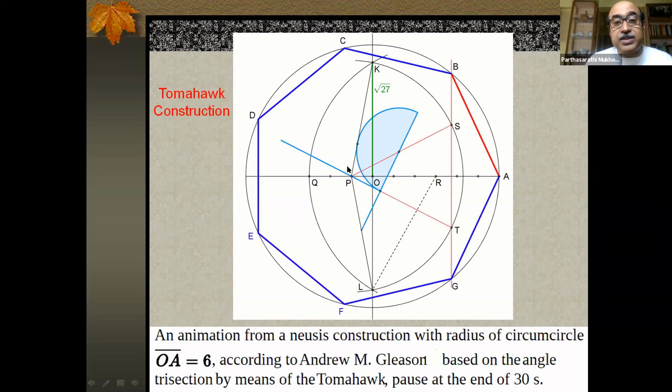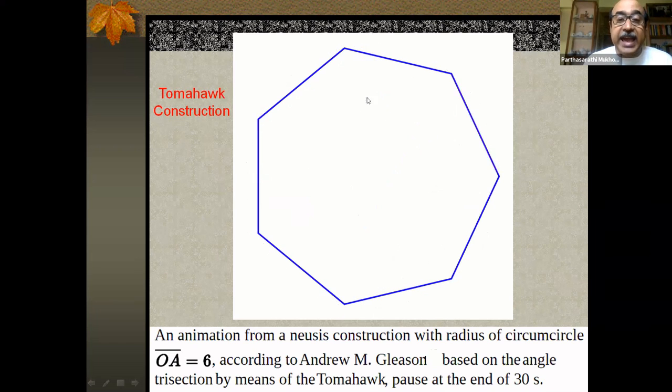Then you construct this small triangle here. That line is joined. So this length is now root 27 here. Base is 1 unit. So this length PK is root 28. Use that with P as a center and this root 28 as radius, you draw another arc, and then take this tomahawk of yours and trisect this angle KPL. I repeat the construction.